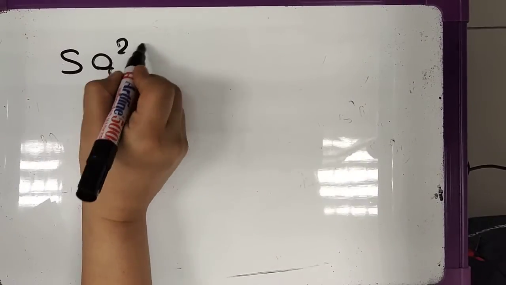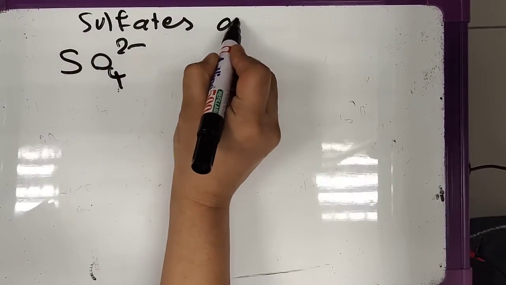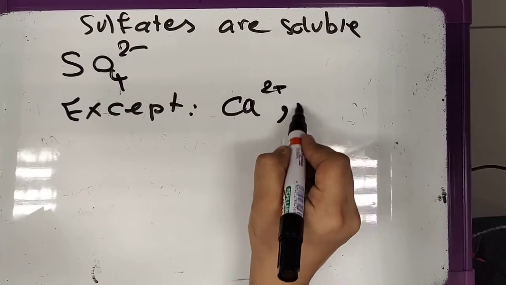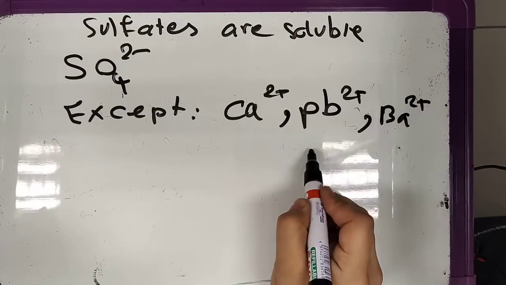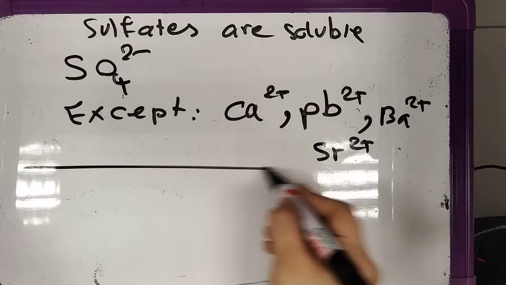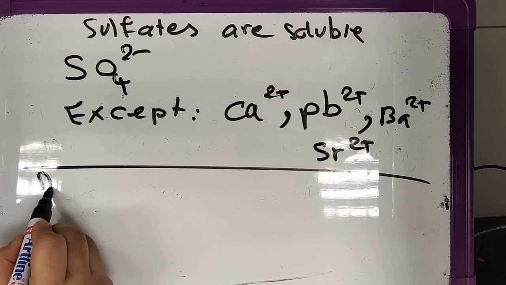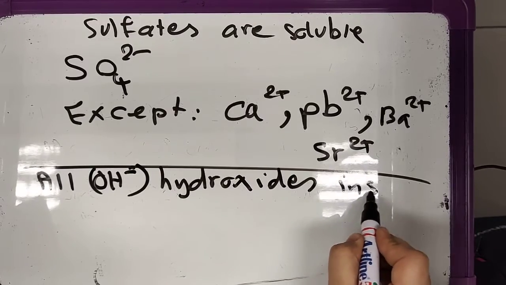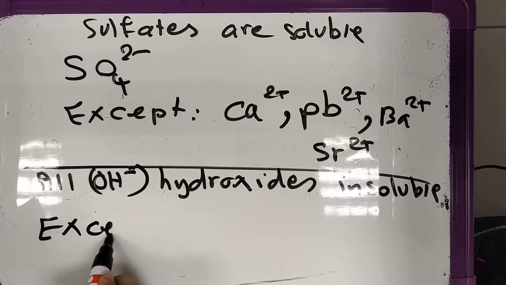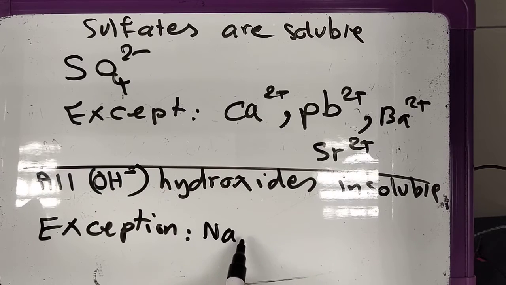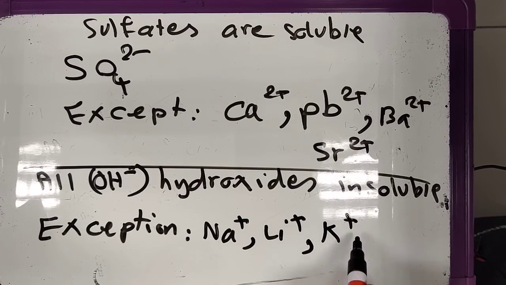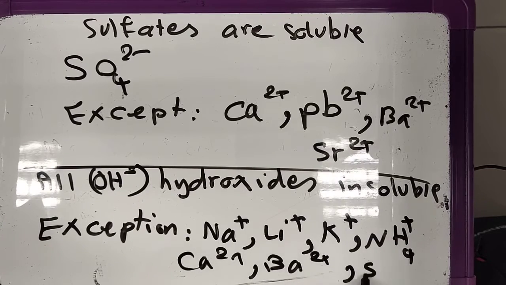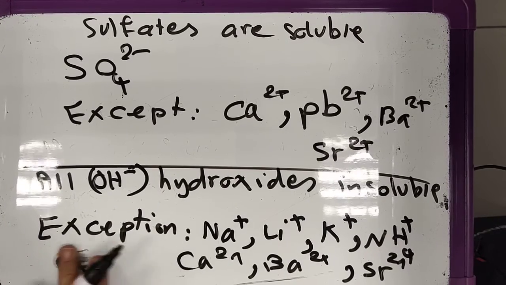All the sulfates, SO4 2 minus, are soluble except calcium 2 positive, lead 2 positive, barium 2 positive, strontium 2 positive. All the hydroxides, all OH minus salts, are insoluble. The exceptions that are soluble are sodium, lithium or group number one, potassium, ammonium, calcium, barium, strontium. They are insoluble. Sorry, soluble.